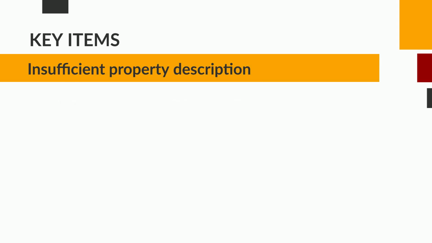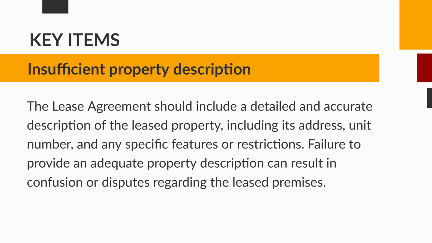Insufficient property description. The lease agreement should include a detailed and accurate description of the leased property, including its address, unit number, and any specific features or restrictions. Failure to provide an adequate property description can result in confusion or disputes regarding the leased premises.